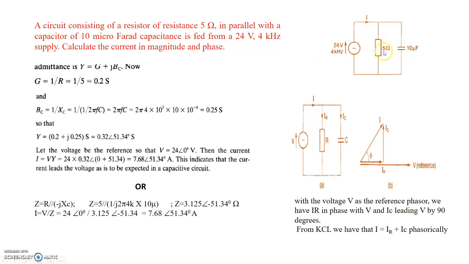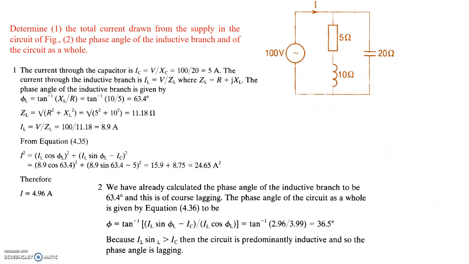So when you attempt to draw a phasor diagram for this system, voltage is in phase with IR, that is the current through the resistor, and IC leads the voltage by 90 degrees, and the net current, IR plus IC, leads by some angle phi. In this case, this angle is 51.34 degrees.